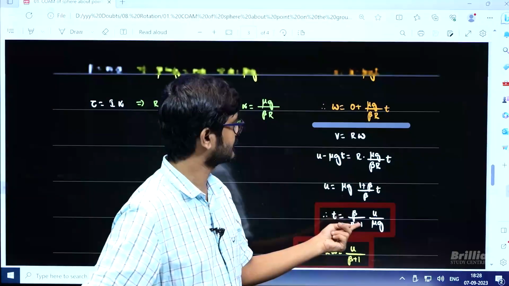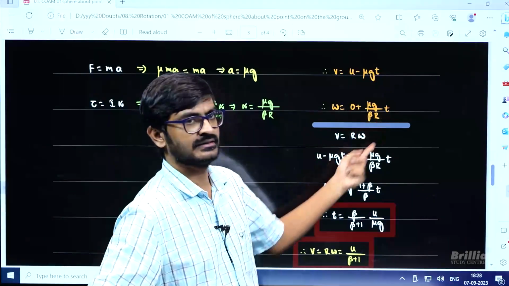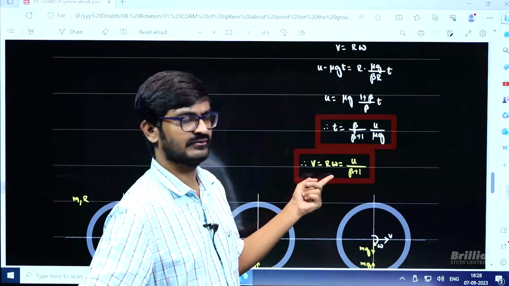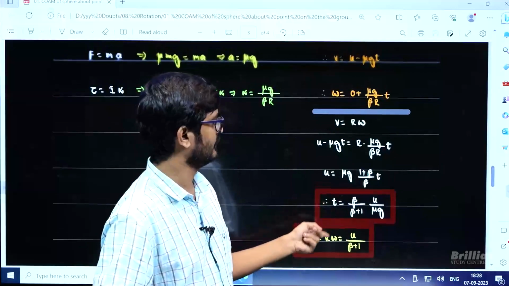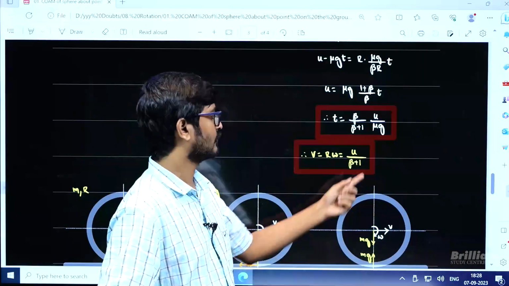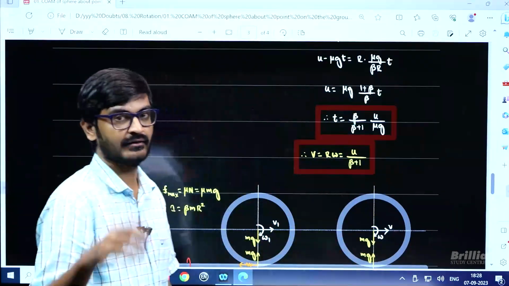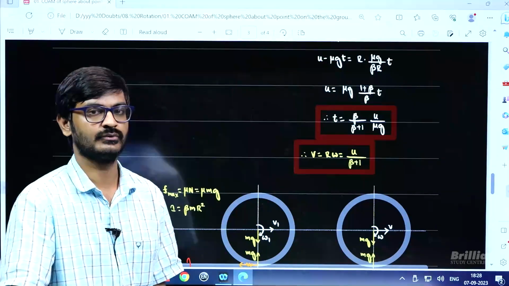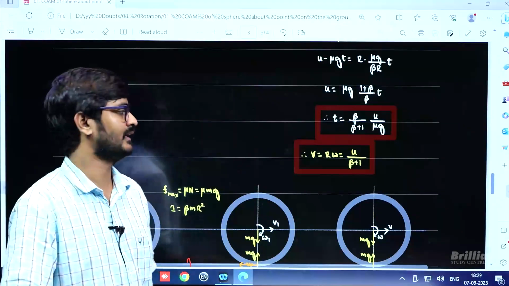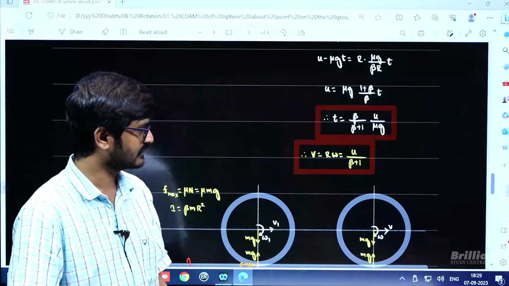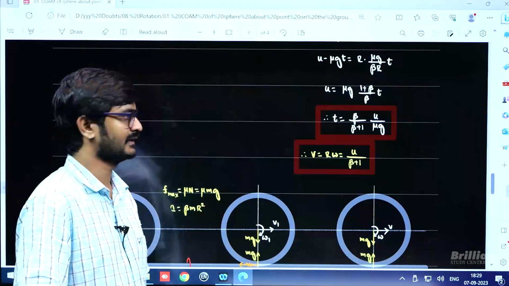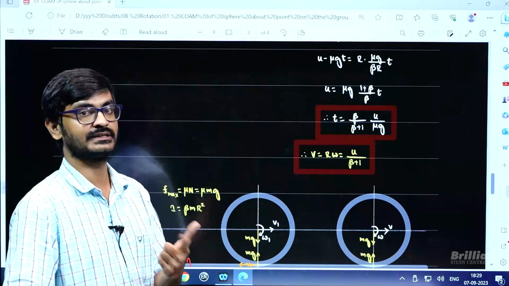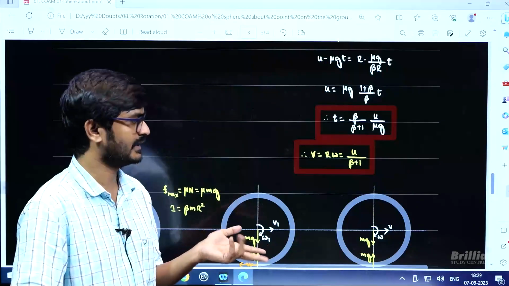Now when I substituted this time back, then V will be equal to r omega anyway, so that is turning out to be u by beta plus 1. So it's not depending on mu value. Final velocity is not depending on mu value. In fact, it doesn't depend on the radius also. It depends only on that beta thing. It doesn't depend on the mass value, the mu value, or the radius value, right?